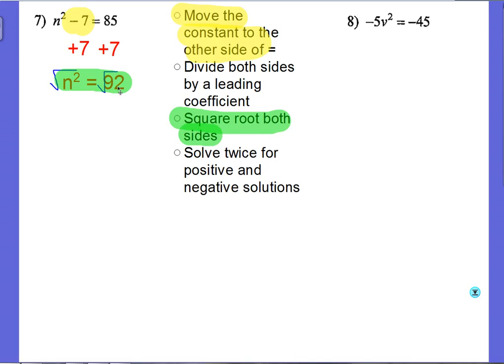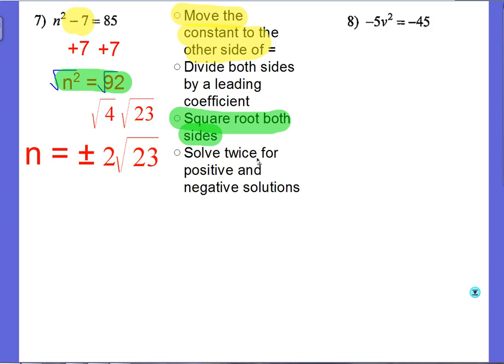So I took the square root of both sides. 92 breaks down into root 4 and root 23. Remember, I'm going to take 92 and test out all my perfect squares to see which is the highest one 92 can divide by. And it turns out 4 is the only one that works. So the square root of 4 is 2, so 2 root 23. The 23 comes down. Don't forget your plus and minus.